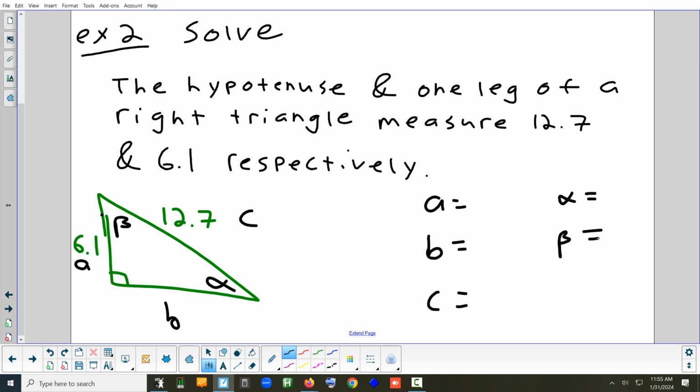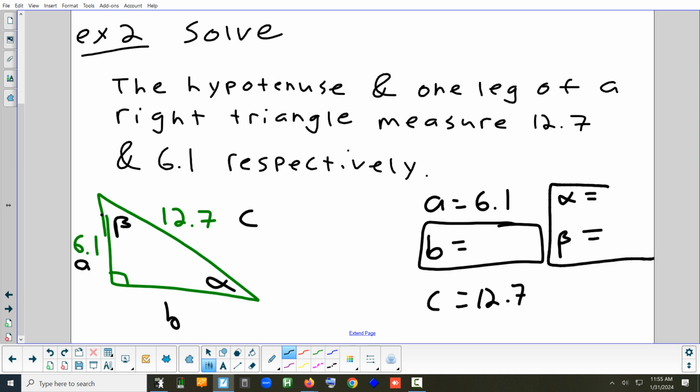Okay, do we know A? Yes, we do. 6.1. Do we know B? No. Do we know C? Yes. Do we know alpha? No. Or beta? No. So we don't know either one of those. All right. Let's find B first.